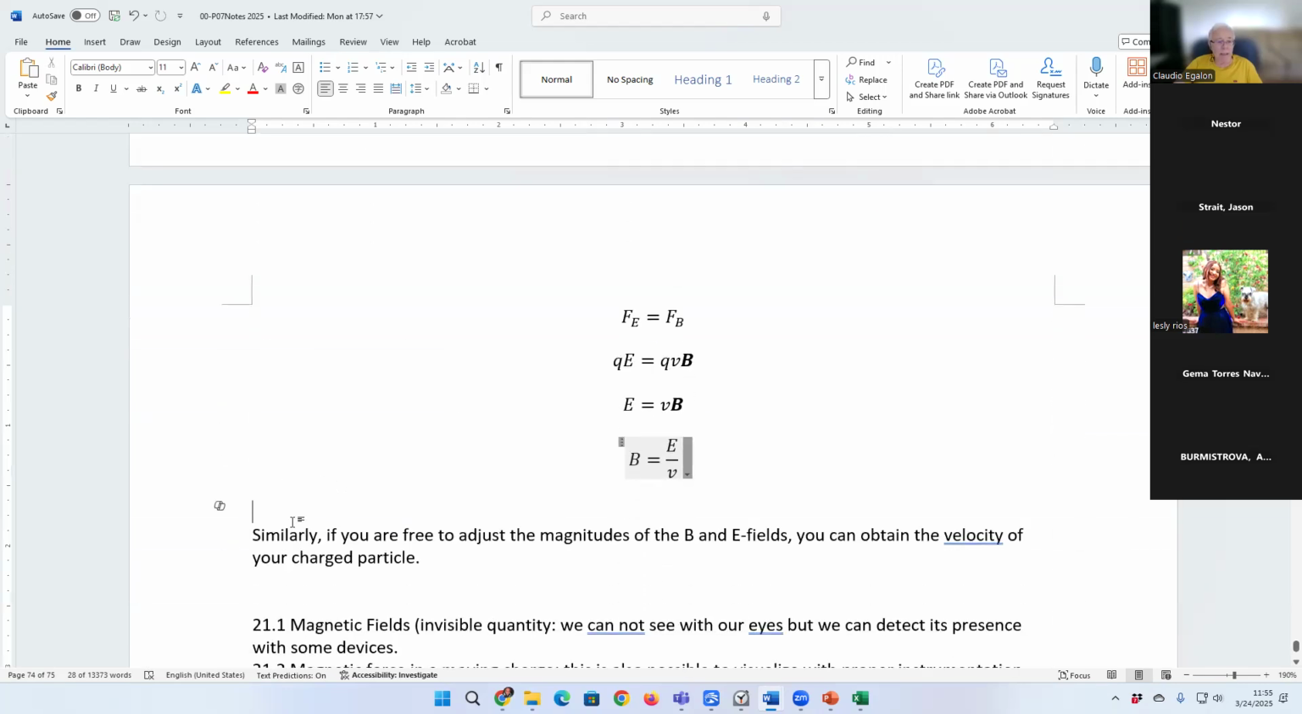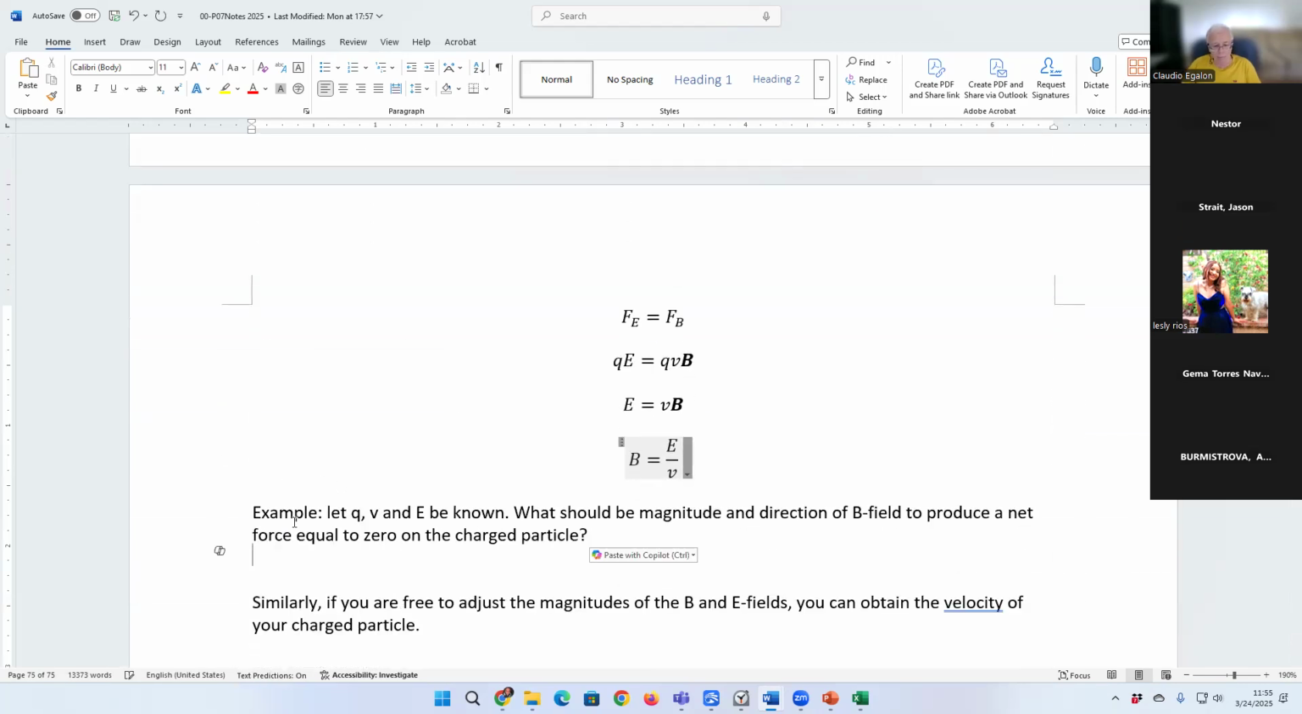And by the way, you don't even have to know Q to solve this type of problem, right? Another example. Let Q, B and V be known. What should be the magnitude and direction of the velocity vector to produce a net force equal to 0 on the charged particle, right?